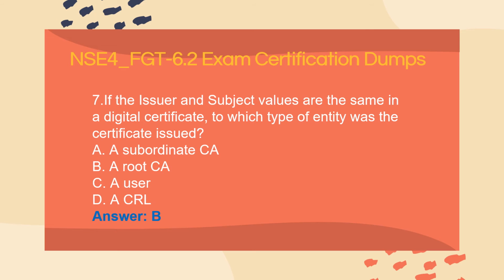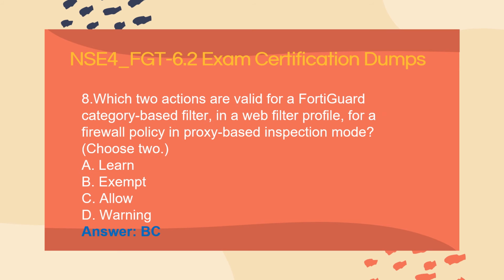7. If the issuer and subject values are the same in a digital certificate, to which type of entity was the certificate issued? A. A subordinate CA. B. A root CA. C. A user. D. A CRL. Answer B.